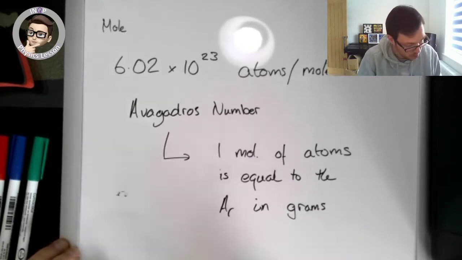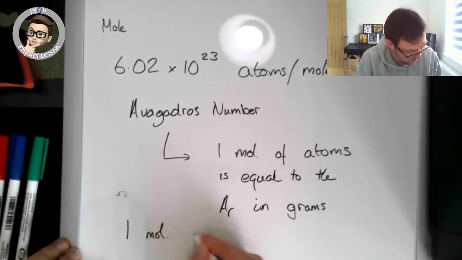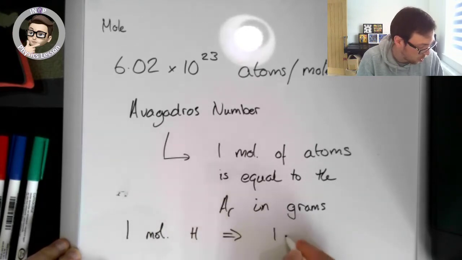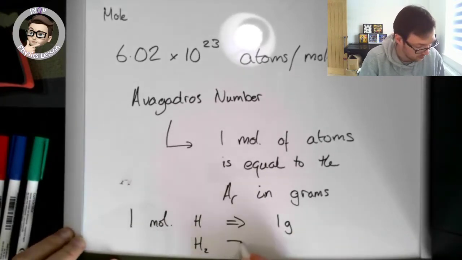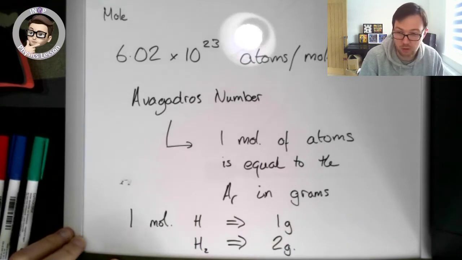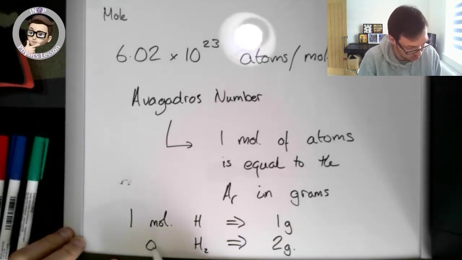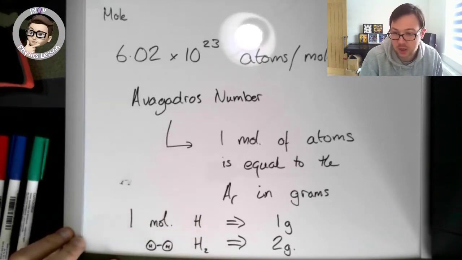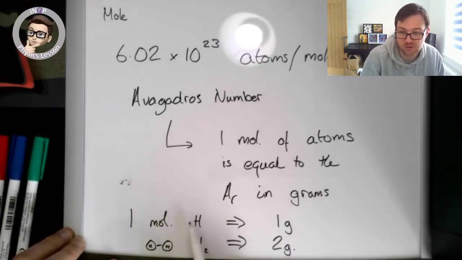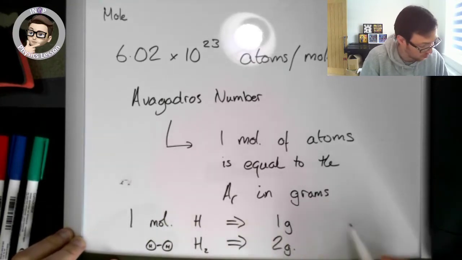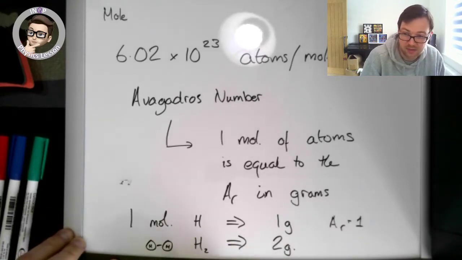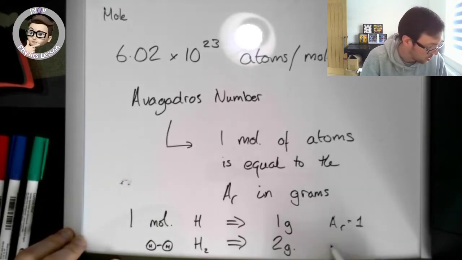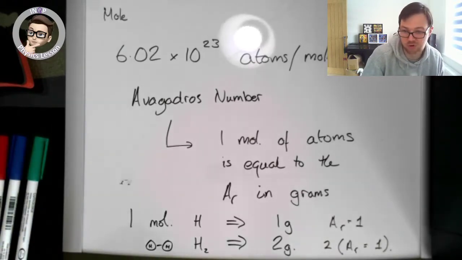This means that one mole of hydrogen is going to be 1 gram, or one mole of hydrogen gas, being H2, is going to be 2 grams, because there are two lots of hydrogen atoms. So here would be our H2 gas molecule. One mole of a single hydrogen atom is going to be 1 gram, because that has a relative mass of 1, and one mole of H2, the gaseous version of hydrogen, is going to be 2 grams, because we've got two lots of that relative atomic mass being 1. So we've got 2 grams of it.